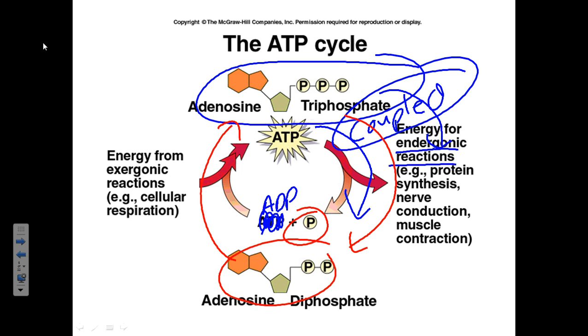So that's the ATP cycle, and that's something we talked about in one way or another nearly every day, but it's important to know that ATP hydrolysis is an exergonic reaction, and it provides the energy to make nearly all of your body's endergonic reactions happen.